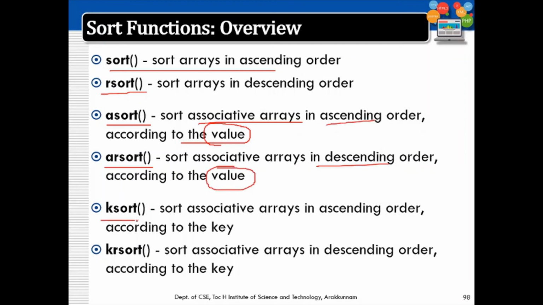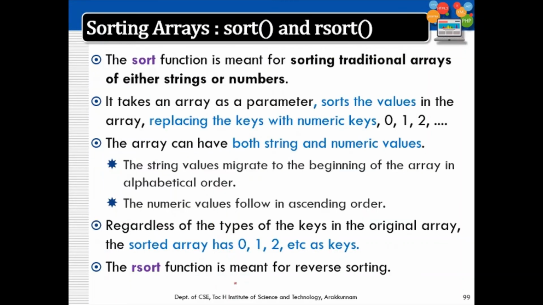And the last one is ksort. Of course, you can understand k represents keys. So this will be sorting as per the keys. We have seen in associative arrays, we can give our own keys. So ksort will sort the array in ascending order as per the keys. And krsort, of course, is the reverse. It will be sorting the arrays in descending order according to the key, not the value. I'll show you with examples and the difference in each case.